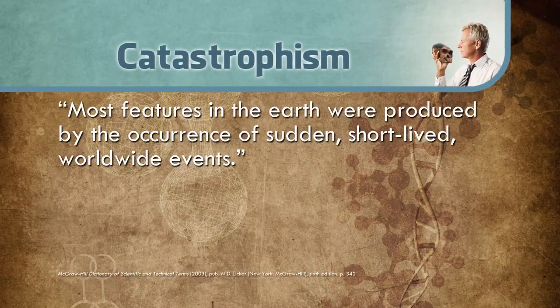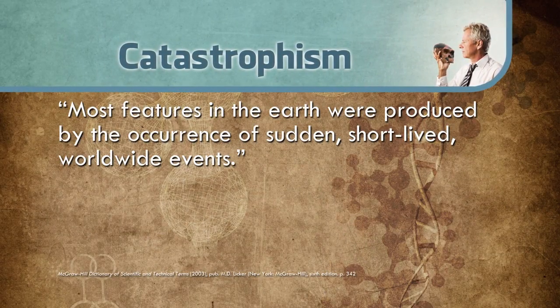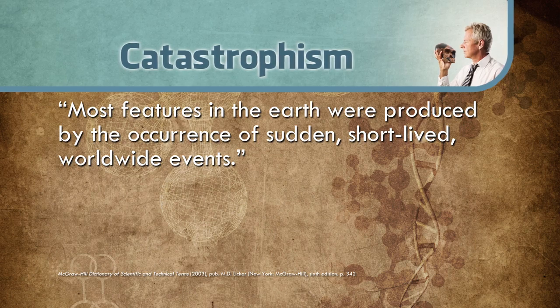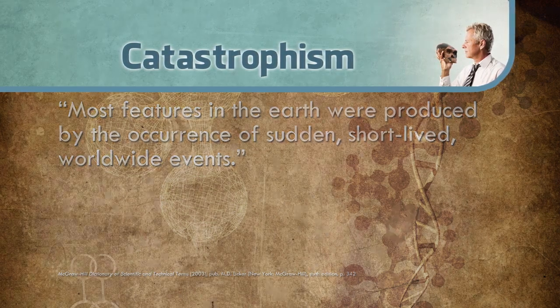Catastrophism, according to the McGraw-Hill Dictionary of Scientific and Technical Terms, is the idea that most features in the Earth were produced by the occurrence of sudden, short-lived worldwide events. This approach at interpreting geologic phenomena seems much more reasonable, and this idea is the contention of the creation model.